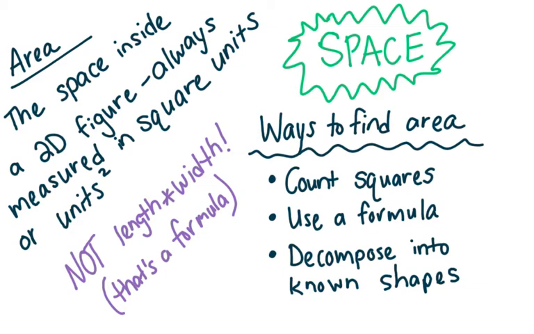There are three ways to find area. We can count squares if we're given the grid lines. We can use a formula if we know the formula for the shape. And we can decompose the shape we have into known shapes and find the area using those known shapes.